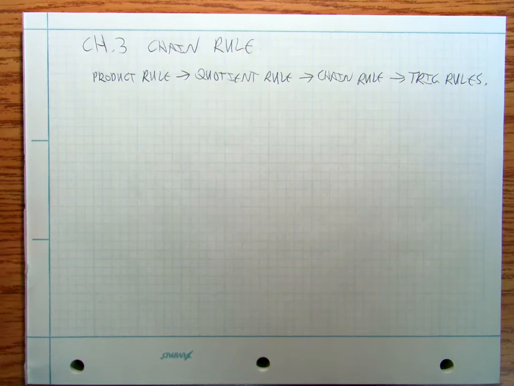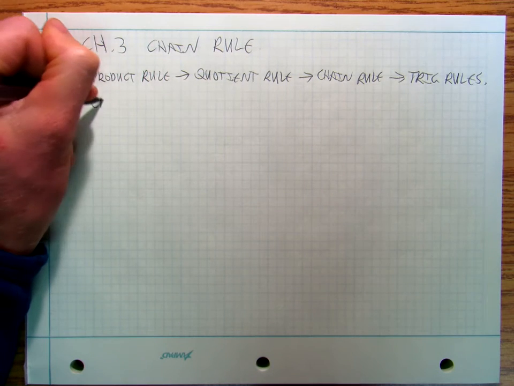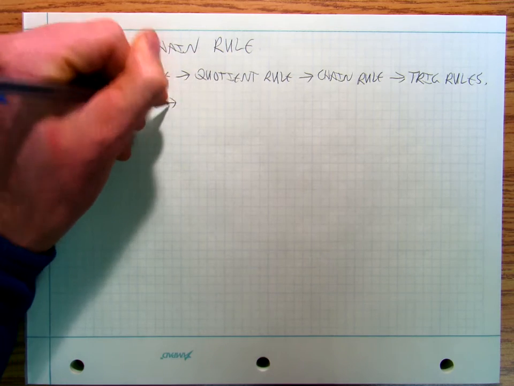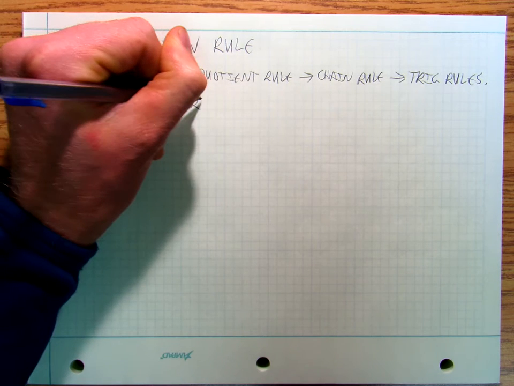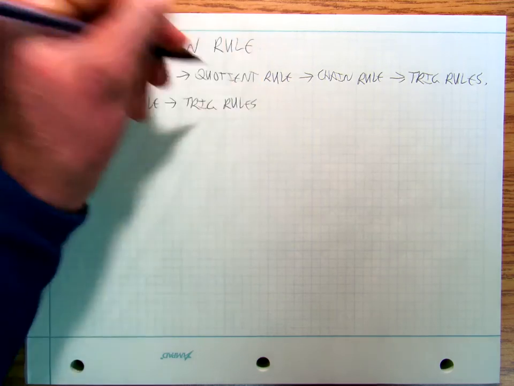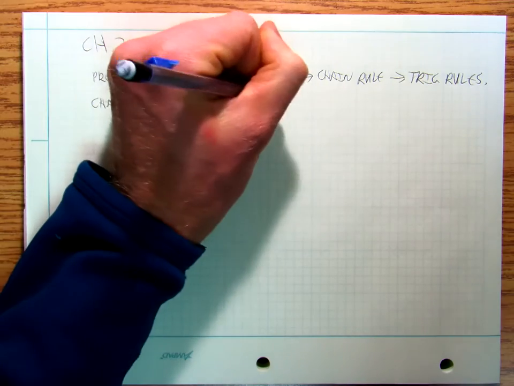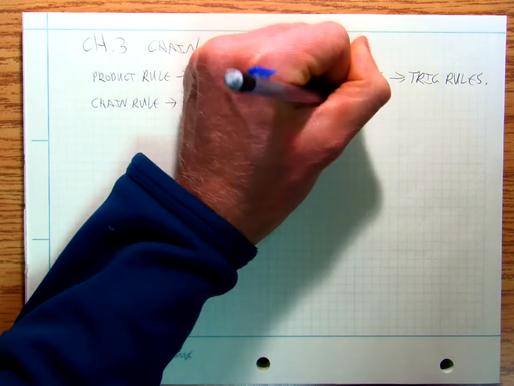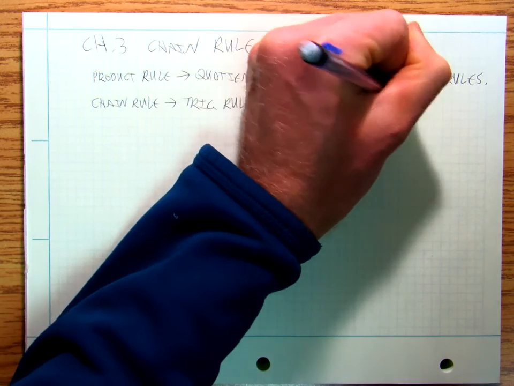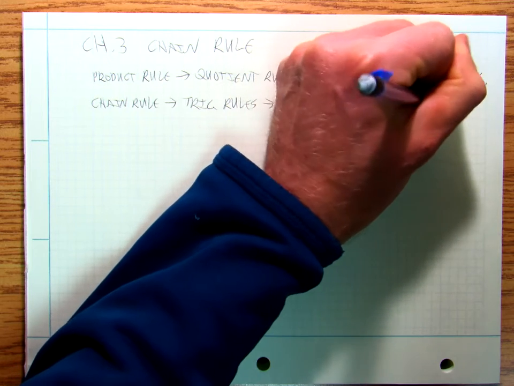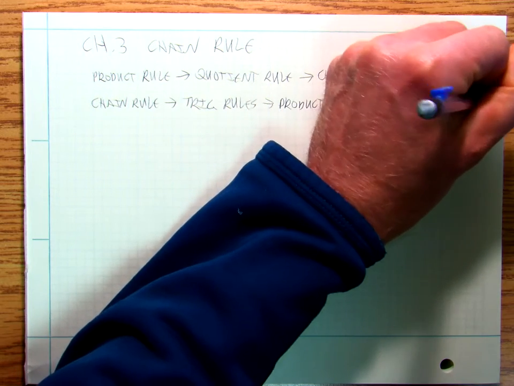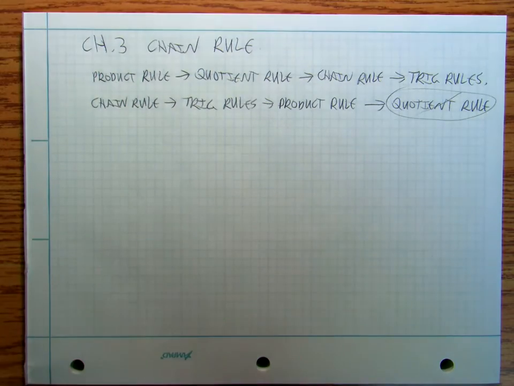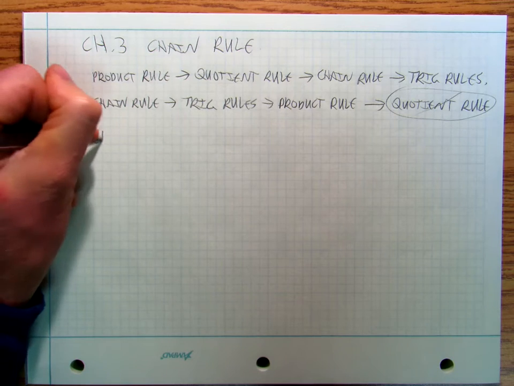And the way that I'm going to go is I'm going to do chain rule right now, then trig rules, then product rule, and then quotient rule. But I'm going to show you why that one you don't really need to know it. Okay, so chain rule.